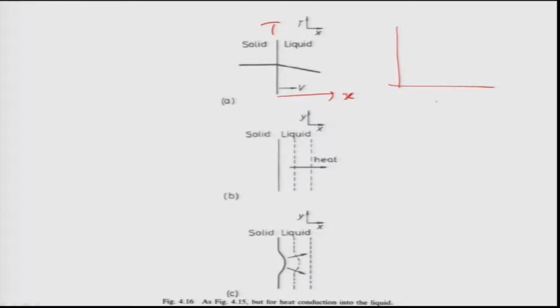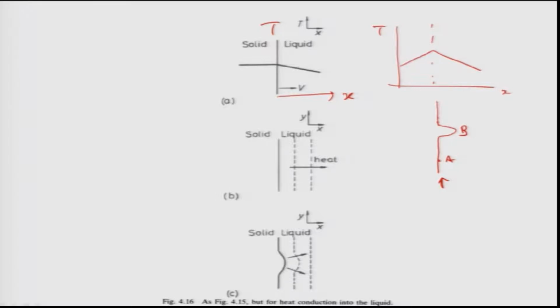Let us suppose I have a flat interface and there is a protrusion created there, and I am drawing the interface here. The temperature gradient in the solid is positive, but the temperature gradient in the liquid is negative. This is temperature, this is distance x, and let us suppose that this is point B and this is point A. Point B is on the protrusion, point A is on the interface.